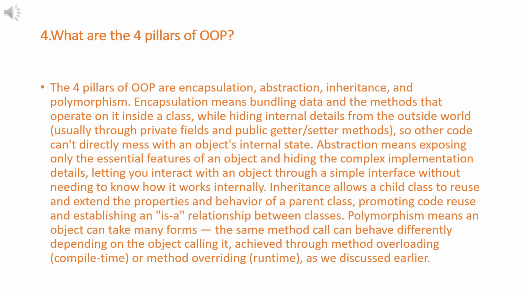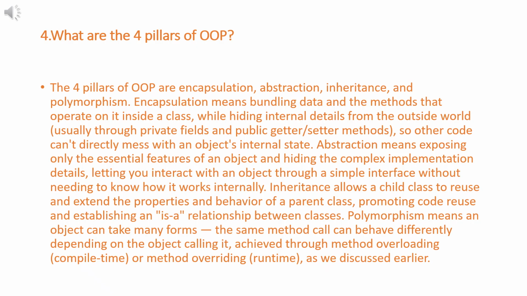outside world, usually through private fields and public getter-setter methods, so other code can't directly mess with an object's internal state. Abstraction means exposing only the essential features of an object and hiding the complex implementation details, letting you interact with an object through a simple interface without needing to know how it works internally.